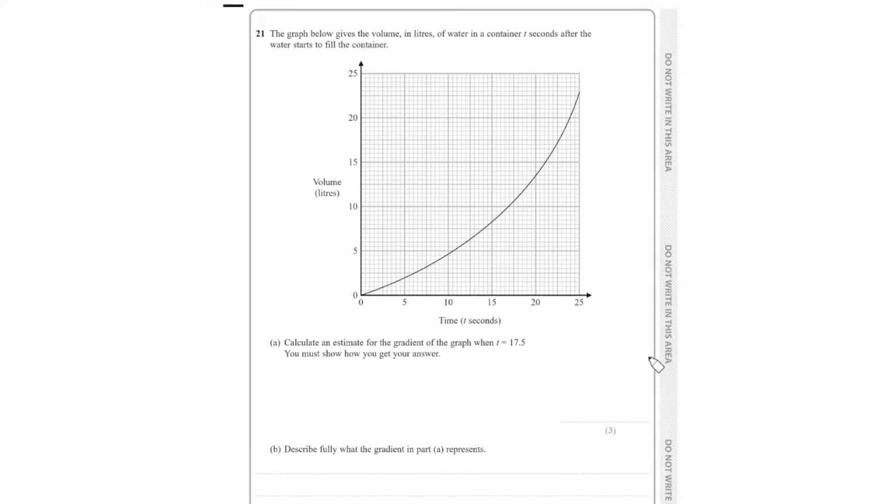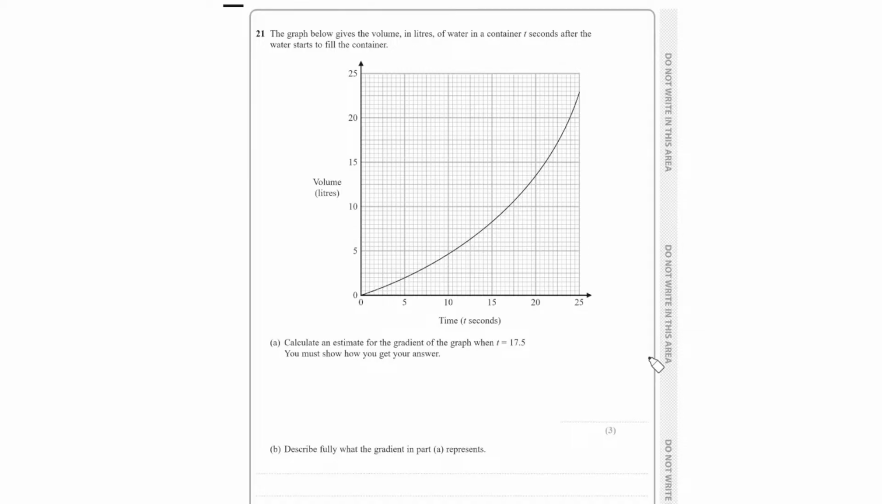Question 21. The graph below gives the volume in litres of water in a container t seconds after the water starts to fill the container. Calculate an estimate for the gradient of the graph when t is 17.5. You must show how you get your answer.